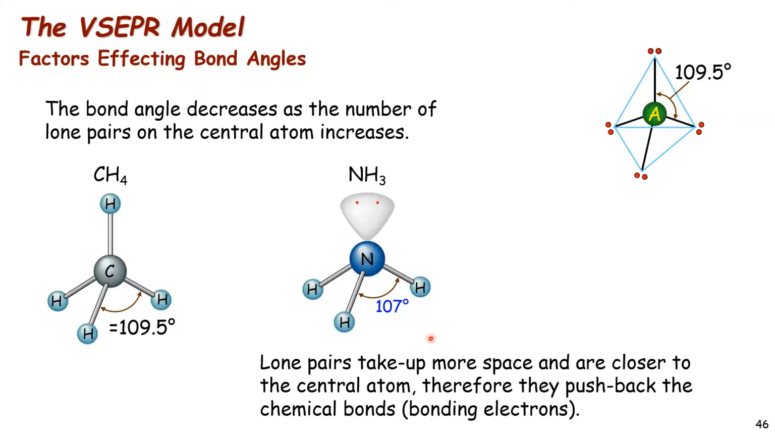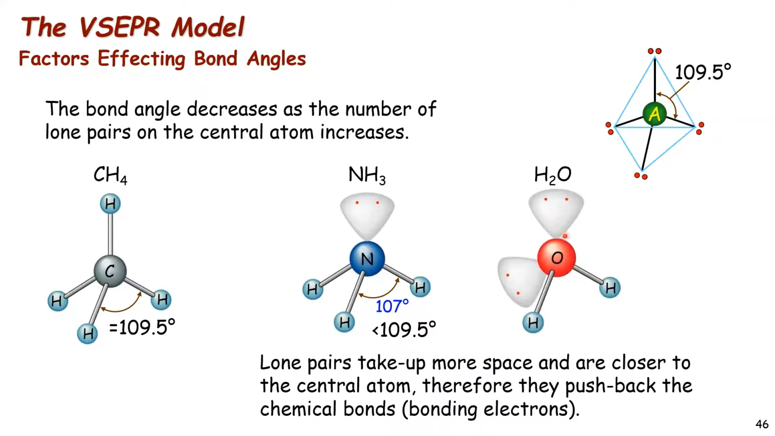So in this case, it's 107 degrees. But again, all I want you to do is tell me that it's less than the ideal bond angle of 109.5. And if we have two sets of lone pairs, well, they're really pushing on these bonding electrons now. So it's really going to shrink up this bond angle. And so again, we can see for water, it's only 105 degrees. But again, all I want you to tell me is that it's less than the ideal bond angle of 109.5.